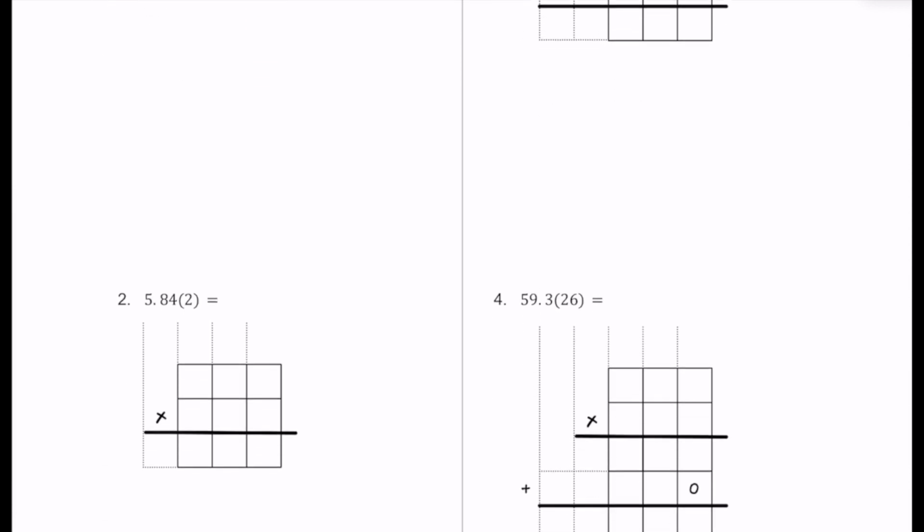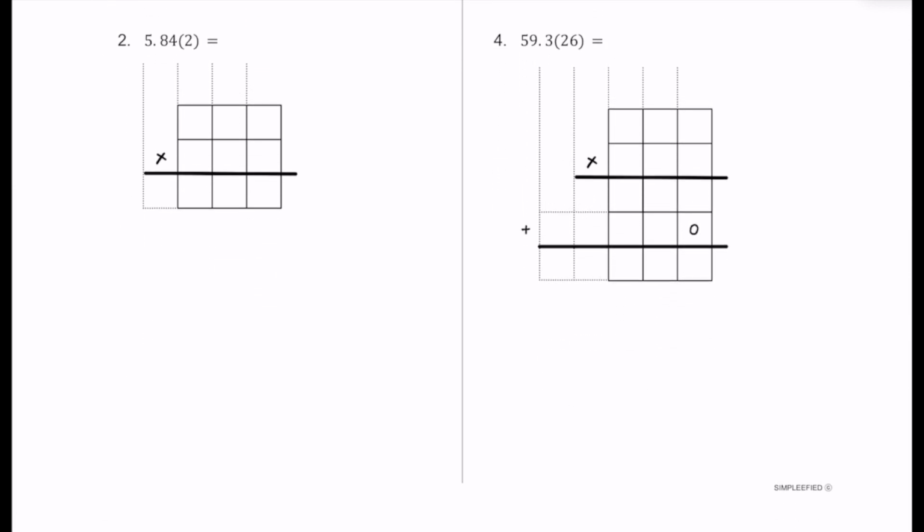Let's try another one together. For number 2, we have 5 and 84 hundredths, and that looks like it has 3 digits. We have a 5, an 8, and a 4. We're going to multiply that by 2. Now, 584 is what we're going to think about this as if we ignore the decimals. It has 3 digits, and then the second number here is just 2. So that one is easy enough. We're going to put that 2 in that ones place here, and let's just go ahead and multiply this 2 by each of the numbers.